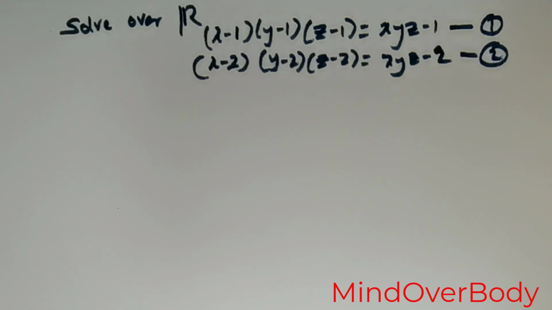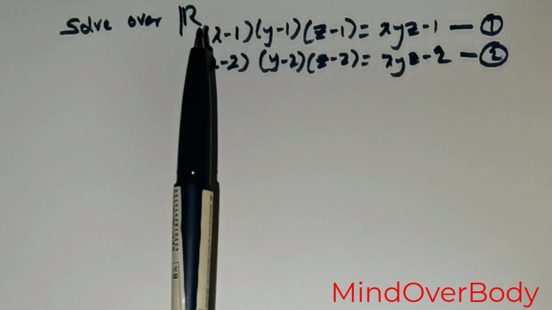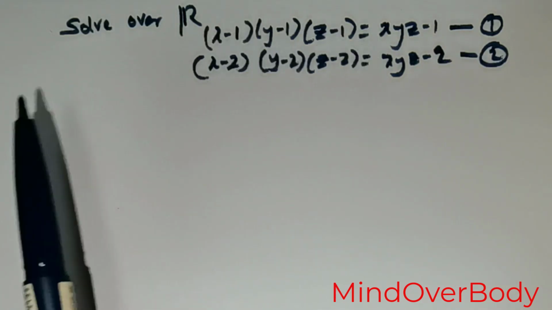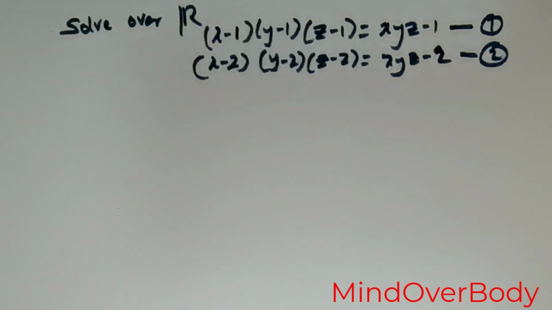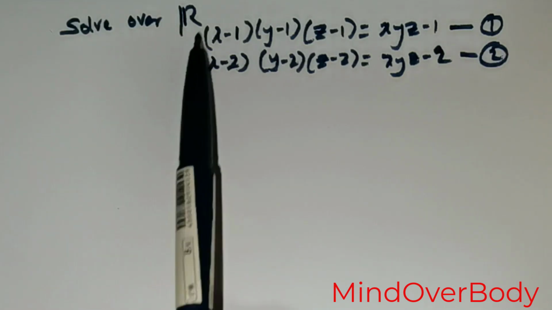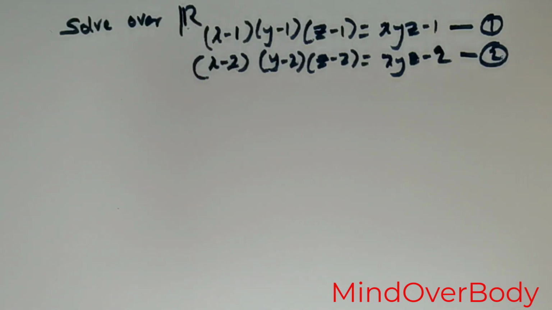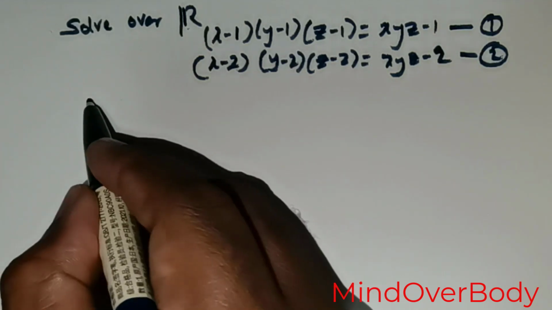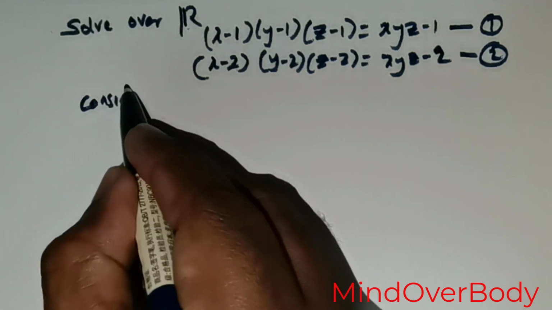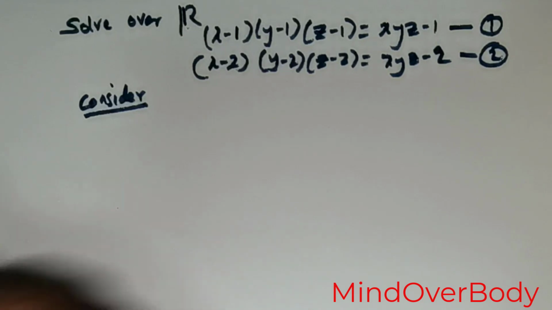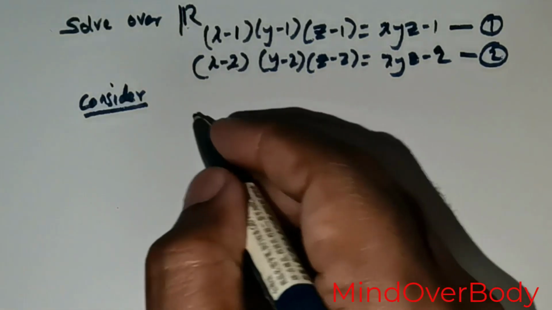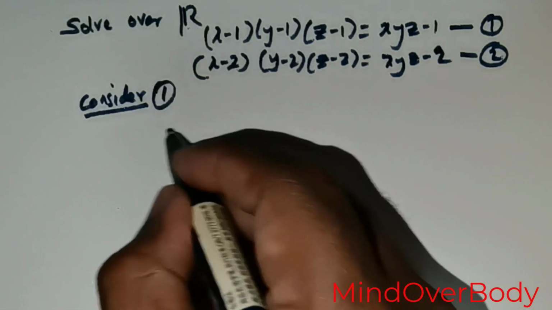Now there are three things you have to observe. One, we have three variables, x, y and z. Two, we have only two equations. Three, the domain is the set of real numbers. With all these three observations, let us start by considering equation 1 and start our journey of solving this.